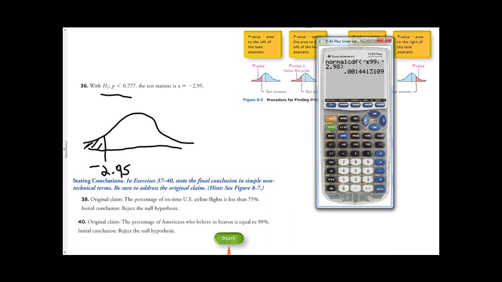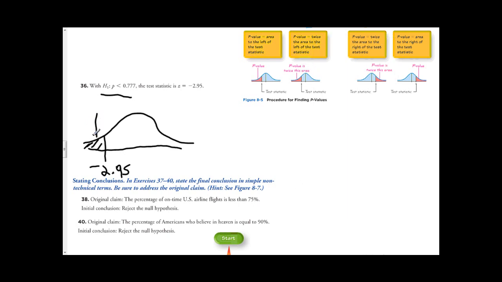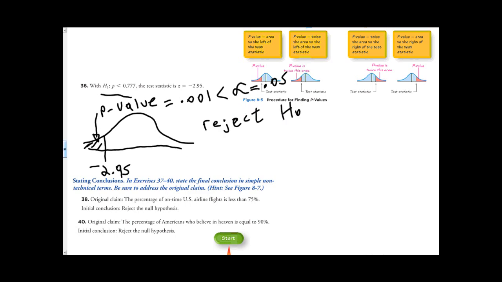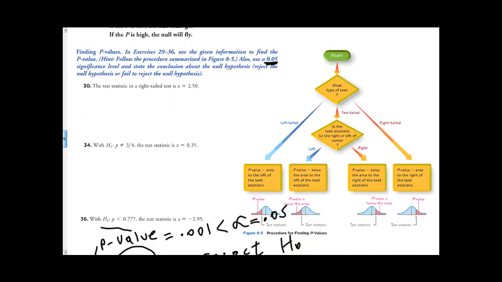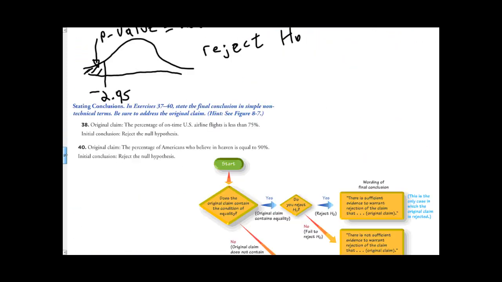And it seems like that area is 0.001. Oh, very small. So the p-value here is equal to 0.001, less than alpha, which is 0.05. Whenever the p-value is less than alpha, alpha is not always 0.05, but whenever the p-value is less than alpha, we reject the null hypothesis. All right, so that's how we're going to find and use our p-value. Low p-values lead us to reject null hypotheses, okay?